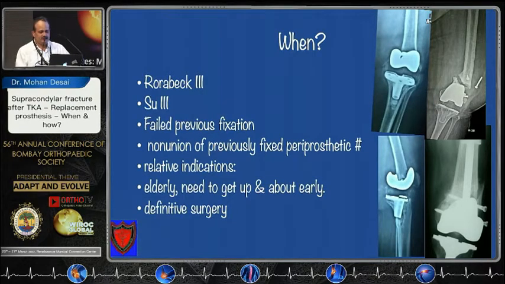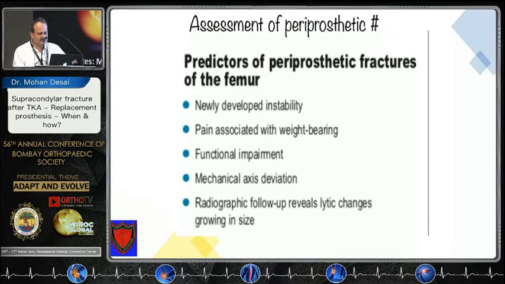There are many times non-unions following a previously fixed periprosthetic fracture, and a relative indication is an elderly patient who needs to get up and about early, and you want to offer a definitive surgery to these patients. There are predictors. The patient has probably fallen because of some sort of instability. That means the knee was not functioning very well, or there was mechanical axis deviation or some loosening. That means obviously this is an indication for revision and not for fixation again.